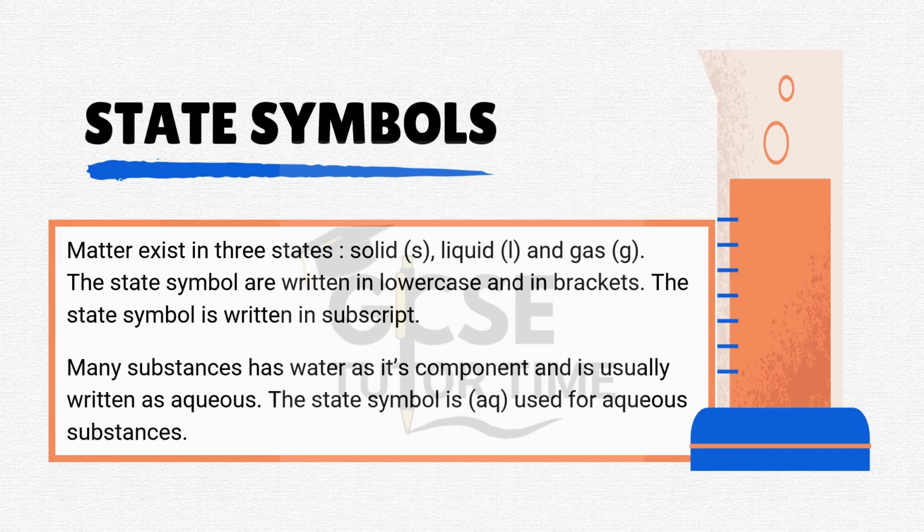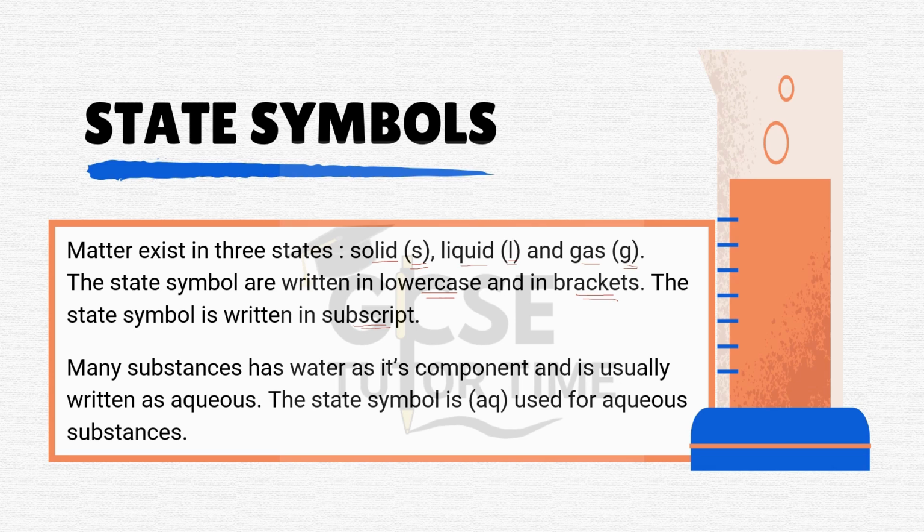State symbol. Matter exists in 3 states: solid, denoted by lowercase s, liquid, denoted by lowercase l, and gas, represented by lowercase g. The state symbols are written in lowercase and in brackets. The state symbol is written in subscript. Subscript is written below the line.